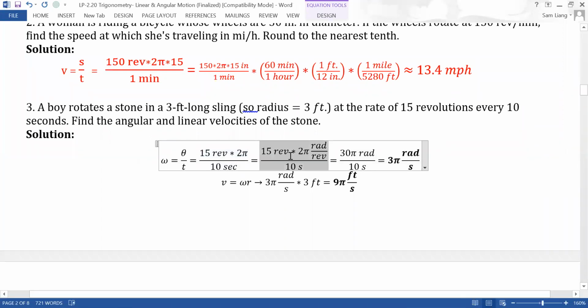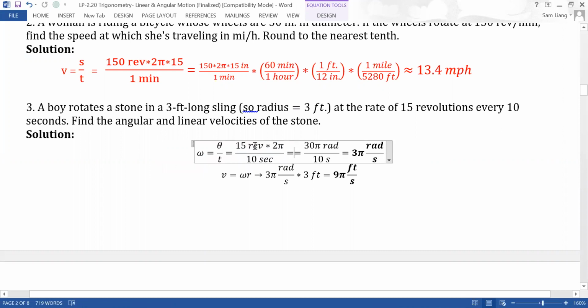Actually, I think it'll be clear if I get rid of this step. Okay. Yeah, so 15 revolutions, and every revolution has 2 pi radians, right? So in the numerator, you're going to get 30 pi radians, and then divide that by 10 seconds. So your final answer for the angular speed is 3 pi radians per second.